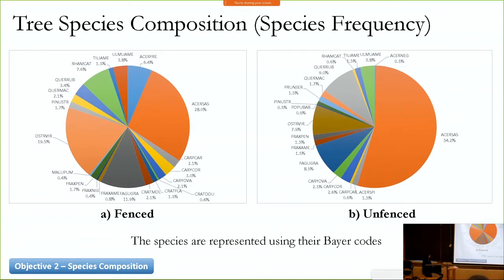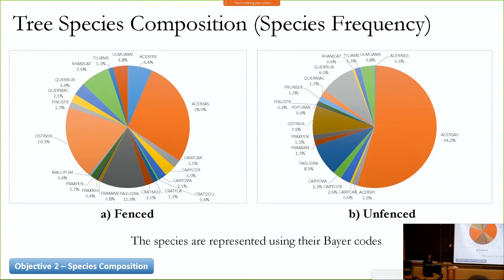Overall, you can see that in the fenced plots, the majority of species are Acer sacc, which is sugar maple. Makes sense. These are sugar maple dominated forests. So that's great news. The second most dominant species is Ostrya virginiana, which is ironwood. And the most dominant non-native species in the fenced plots is European buckthorn, which is the case everywhere.